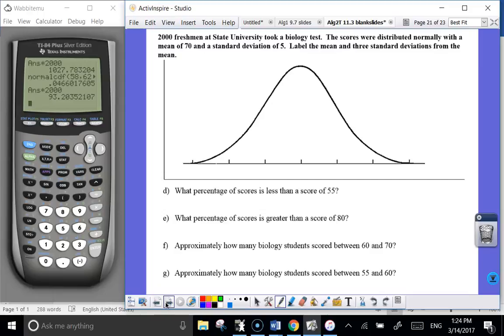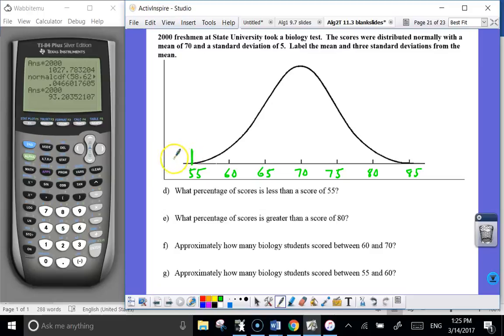So the truth is that you don't have to remember the empirical rule if you can just put it in the calculator anyways. Now, I'm going to label this as 70, 75. This is the same data, 80, 85, 65, 60, 55. So what percent of the data is less than 55? Well, 55 is one of those whole standard deviations from the mean. So you could say, well, let's just use the empirical rule. But you probably have more trouble remembering the empirical rule than just putting it in the calculator.